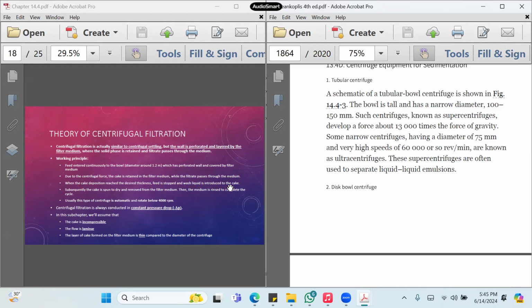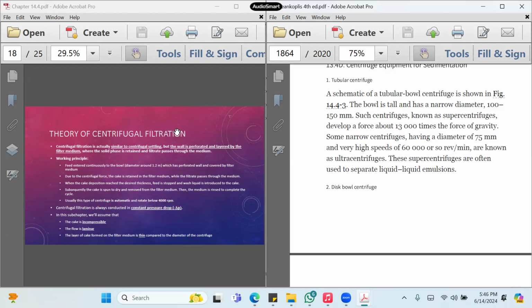Why do we have to wash the cake? To make sure that the cake has no impurities anymore, or to make sure that all of the liquid is passing through the medium, so as to increase the yield. Subsequently, the cake is spun to dry, like a spinning washing machine. Then it is removed from the medium, and the medium is rinsed to complete the cycle. Usually this type of centrifuge is automatic and rotates below 4,000 RPM.